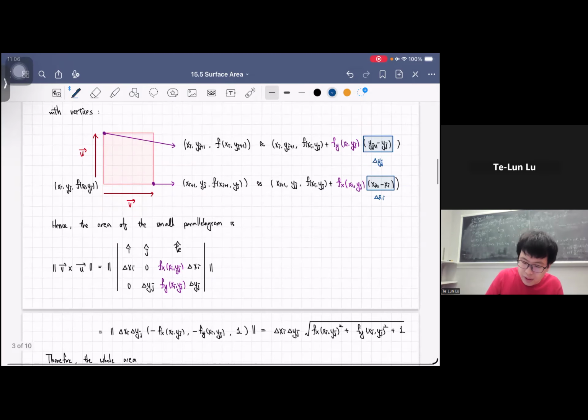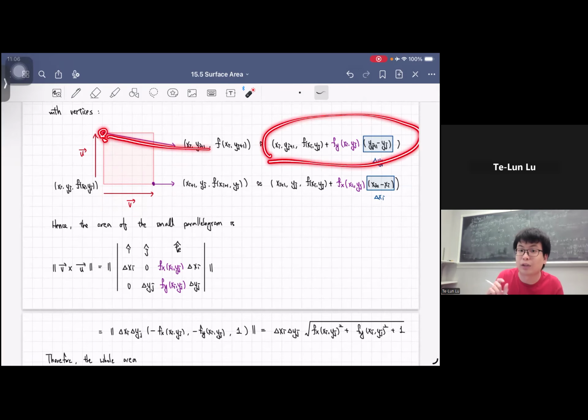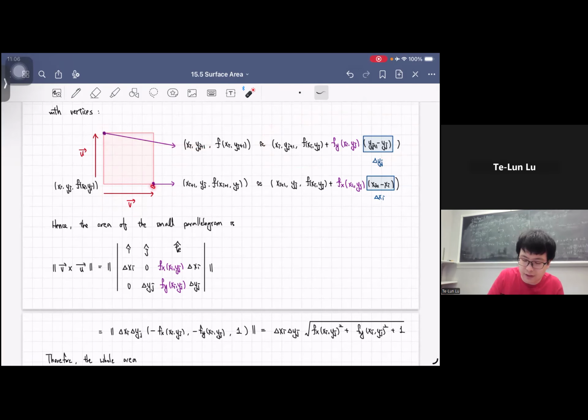Right, so we now know that this vertex locally looks like this when the mesh is so small, and similarly, this vertex looks like this. To compute the area of a parallelogram, in this case, I drew a square, but it should be a parallelogram, we can use the cross product. We have learned this in section 12.3, I think. So the area of this parallelogram can be computed as the magnitude of the cross product between this vector and this vector.